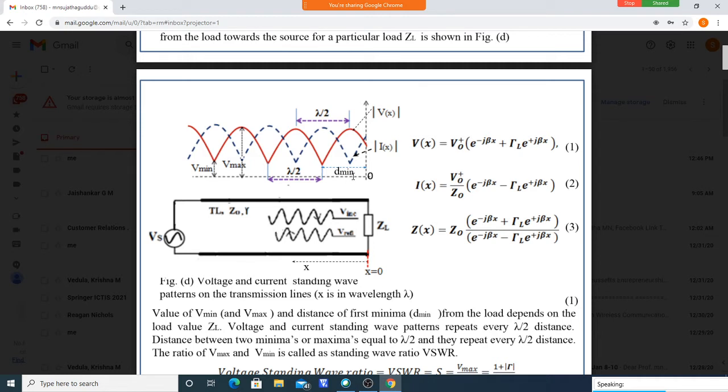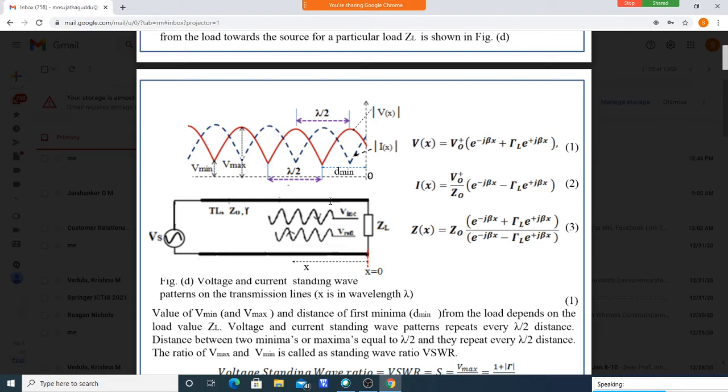This R naught means Z naught. Here it is a real value, assuming it is lossless. Z naught is real, so you can consider it R naught. So at the maxima position, starting from here, as x increases, if you measure the impedance here, it is R naught into S. That is Z maximum, and it occurs at a particular distance from the load. This is the load point. If you move to this position, at some distance dx maximum, you will observe maximum impedance.